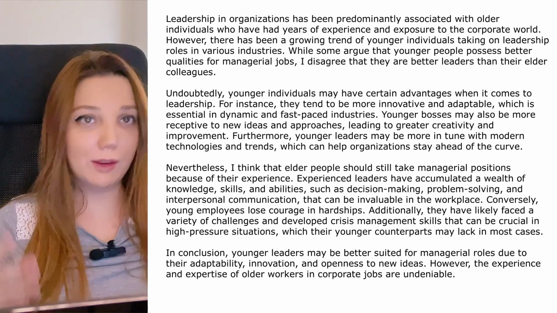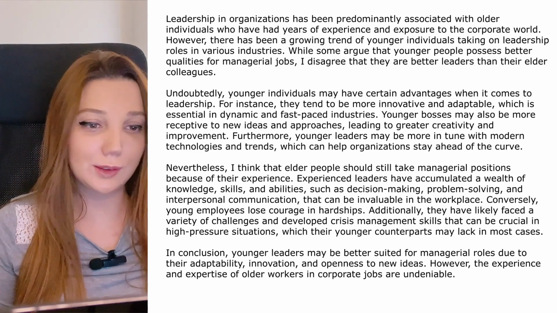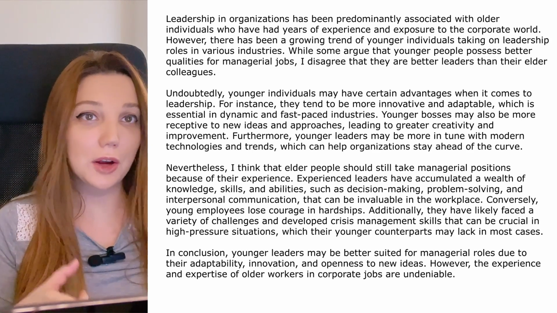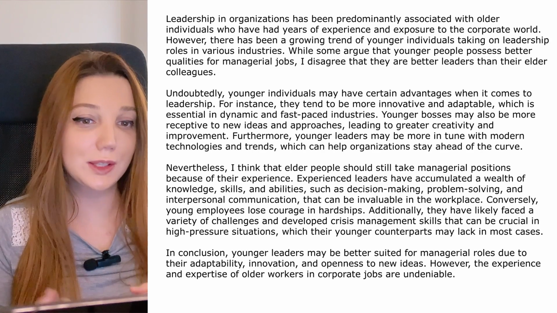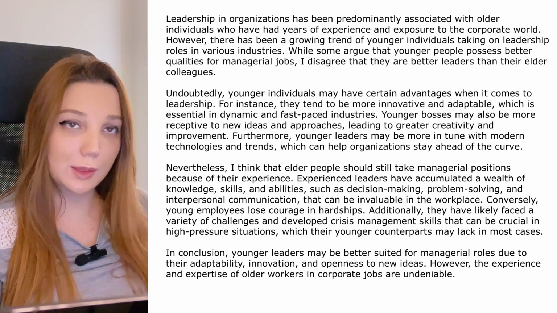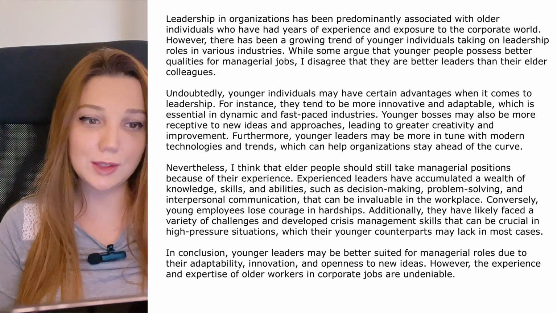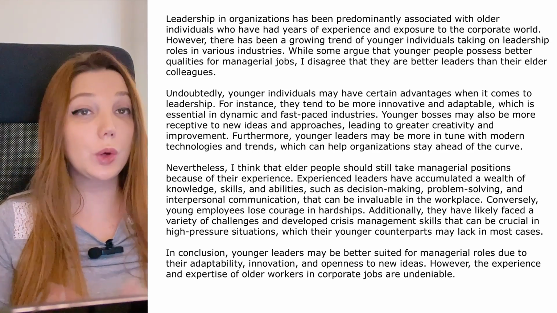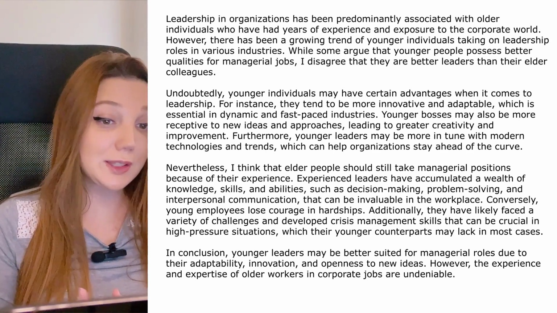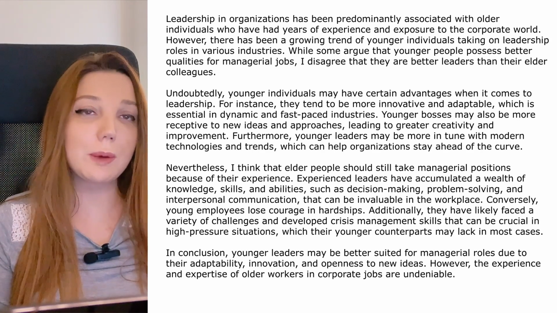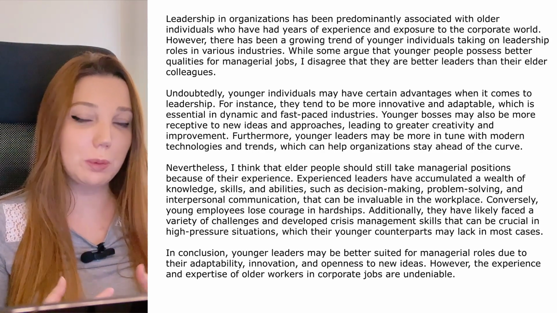I have written it in an opposite way. So I disagree that younger people are better leaders. And in the first body paragraph, I write about young individuals. They may have certain advantages, and then I write that they are more adaptive, and so on. And then I go to the second body paragraph. Nevertheless, I think that elder people should still take managerial positions because of their experience.